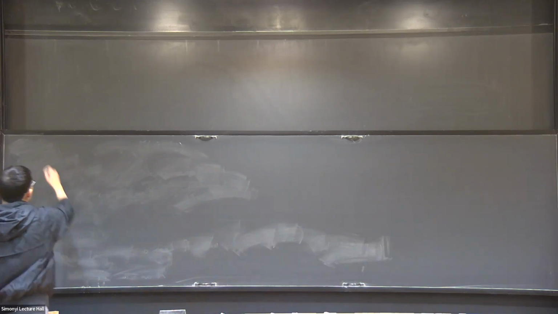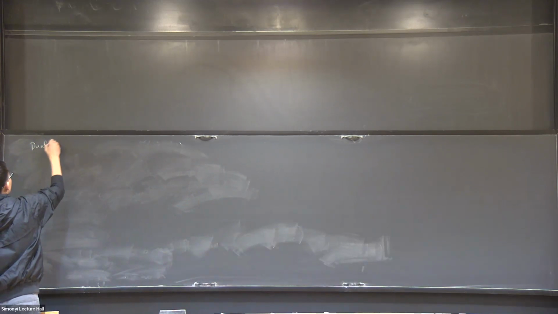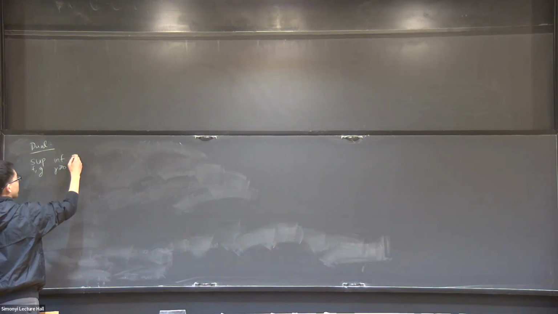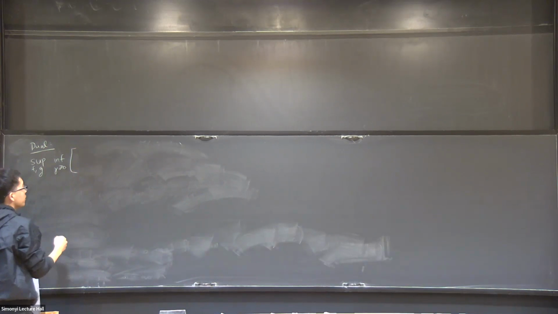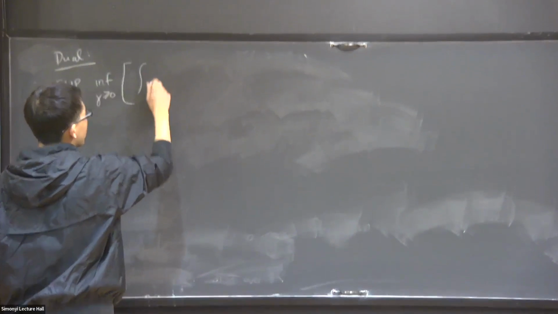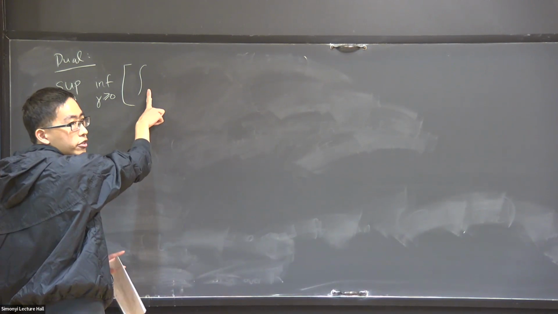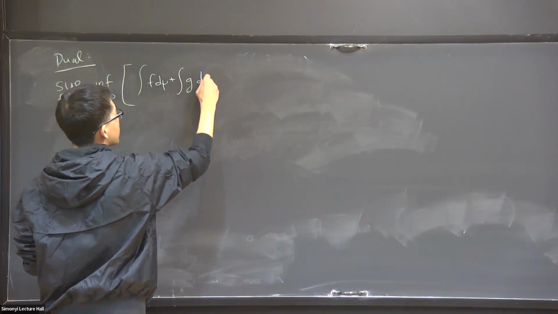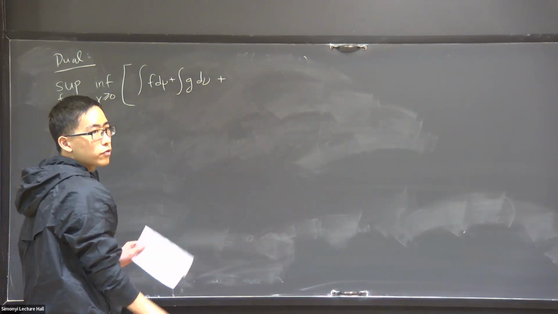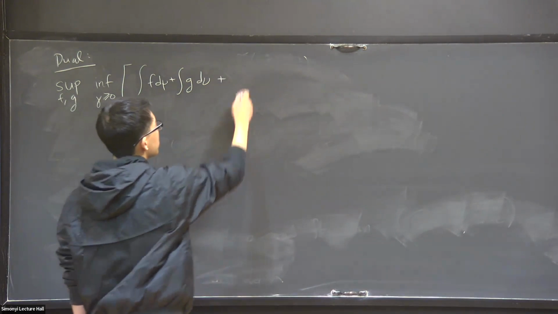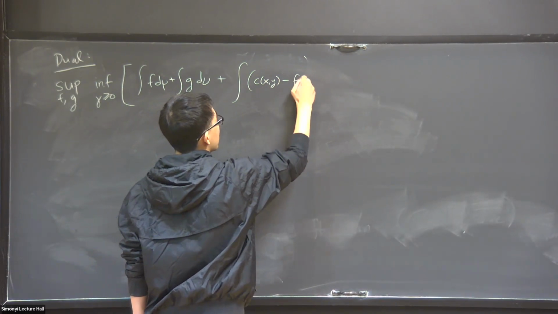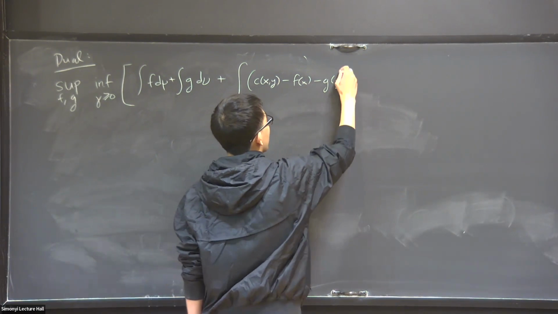So what does the dual problem look like? I'm going to first sup over f and g and then take the infimum over gamma. In order to do this, I'm going to rewrite the problem in a better way. First, I'll isolate the parts depending on f and g alone, which are the integral of f d mu plus the integral of g d nu. And then I have the other terms, which are integrals under gamma. So it looks like I have the cost function c of x, y minus f of x minus g of y.